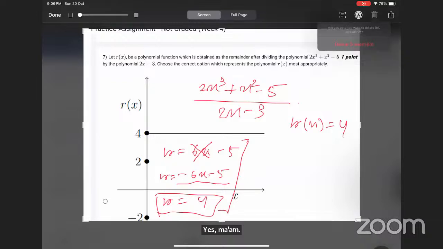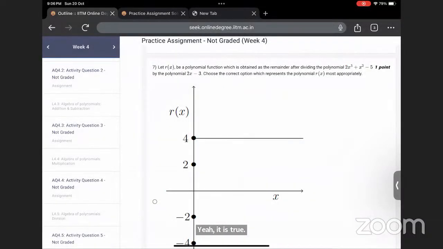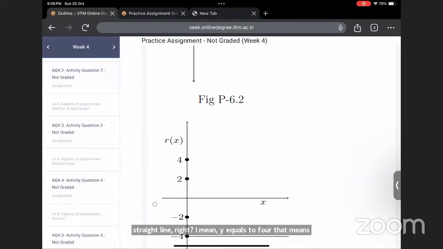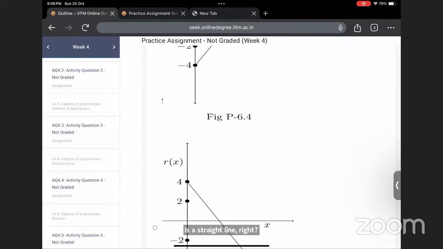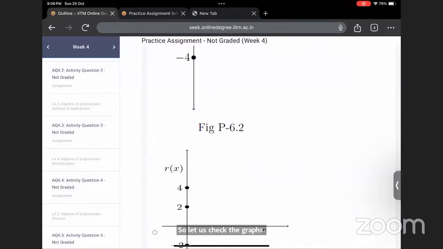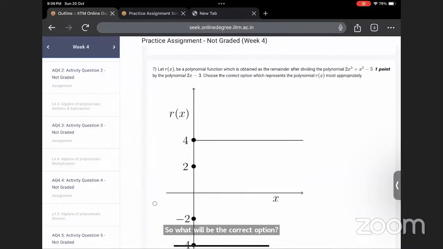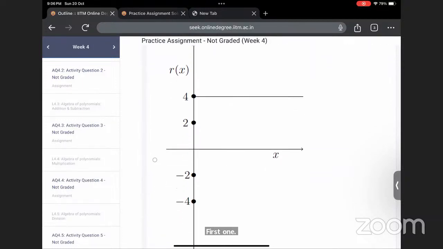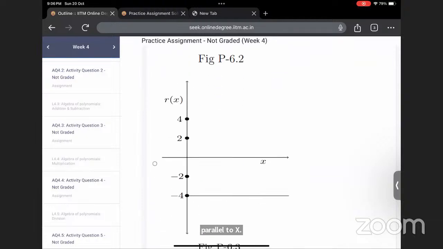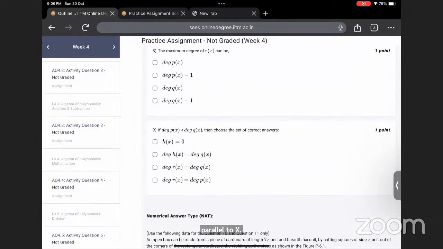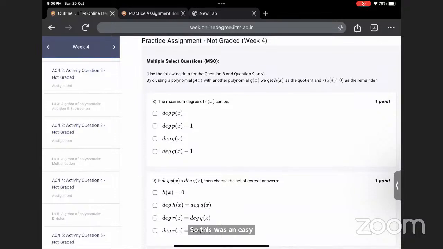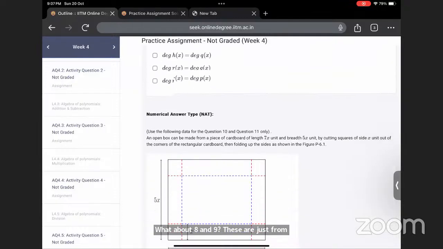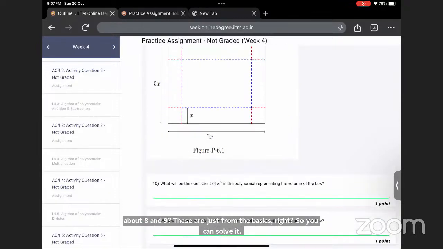So if we have y equals 4, that means a straight line, right? So let us check the graphs. What will be the correct option? First one, right? Yes, this is a straight line parallel to the x axis. So this was an easy question. What about 8 and 9? These are just from the basics, right? So you can solve it. Yes. So yeah, what about the next question?